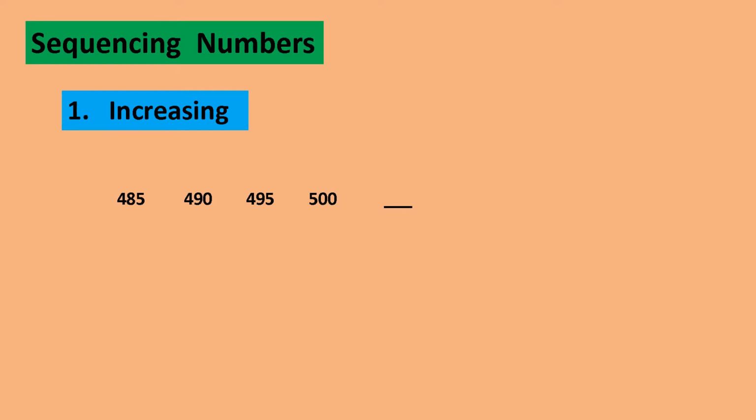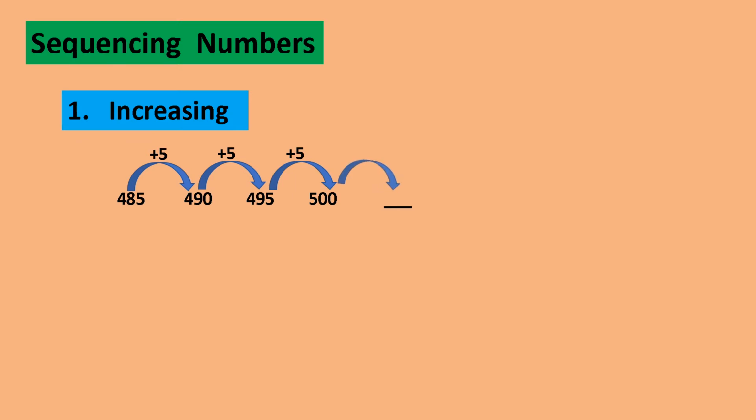The first one is 485, and then it went up to 490. So that means the pattern is increasing by 5, right? From 490, it went up to 495. So it increases by 5. So 495, it went up to 500. So it also increases by 5. So that is the sequence of the numbers.